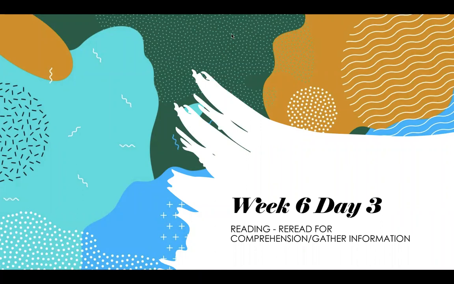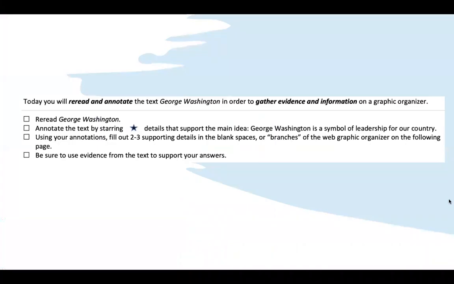We are rereading for comprehension and gathering information. Our goal is to reread and annotate the text George Washington in order to gather evidence and information on a graphic organizer. We're going to accomplish 4 things in this lesson.